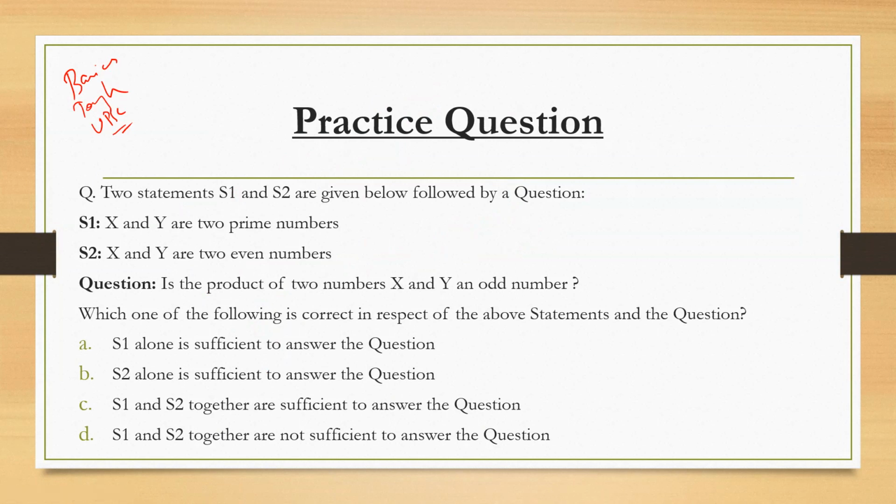Here the question is: is the product of two numbers x and y an odd number? Statement 1 says x and y are two prime numbers. Statement 2 says x and y are two even numbers. Which statement will definitely answer your question? That is the point. You tell me which statement will definitely answer your question.